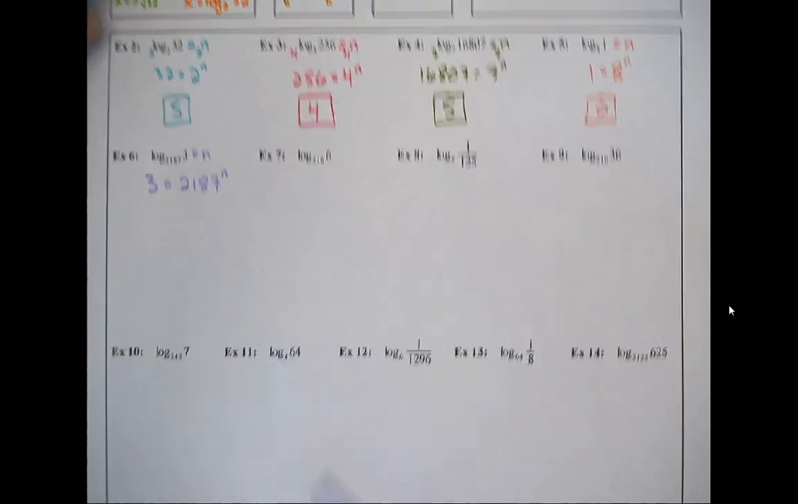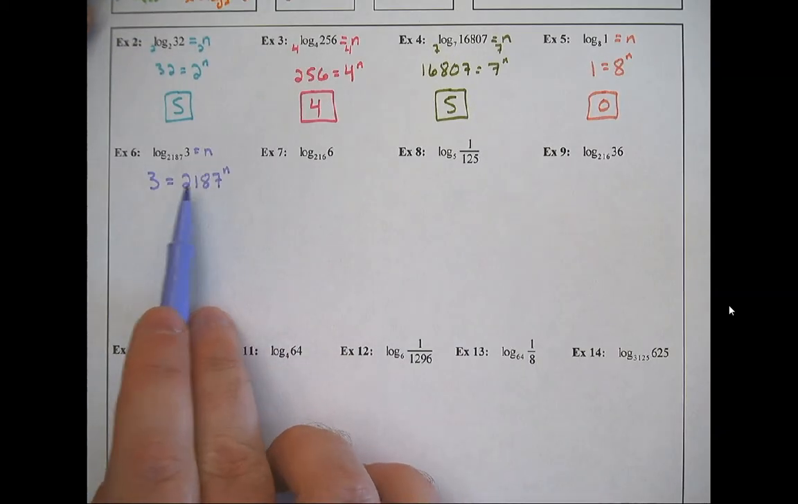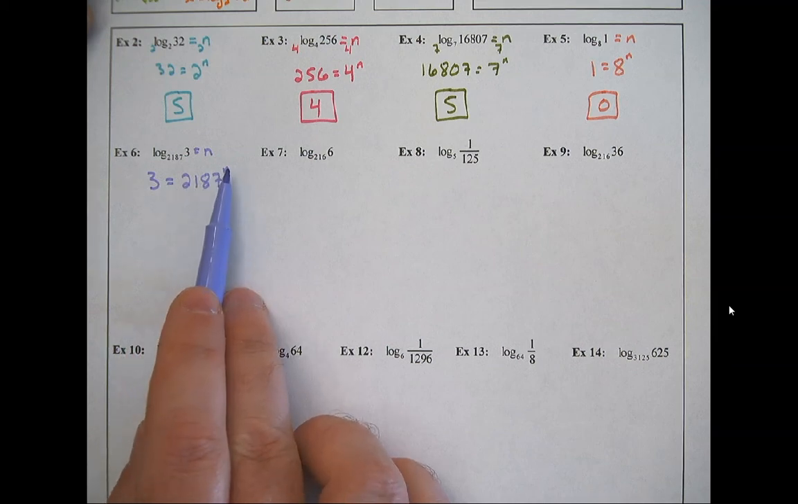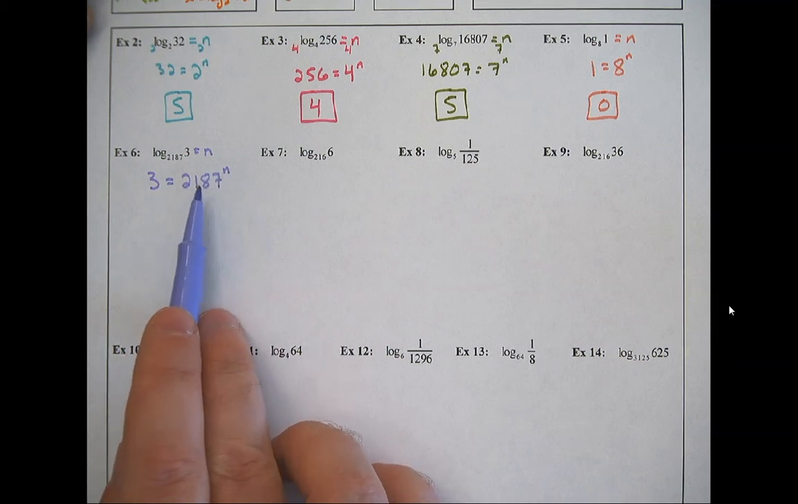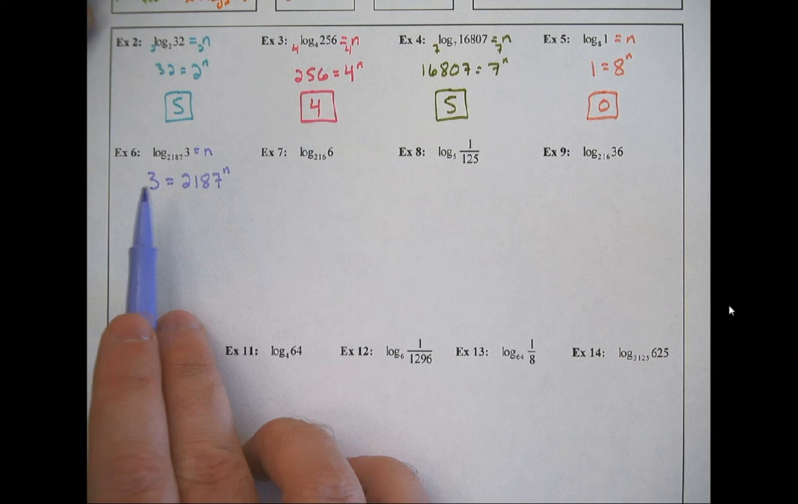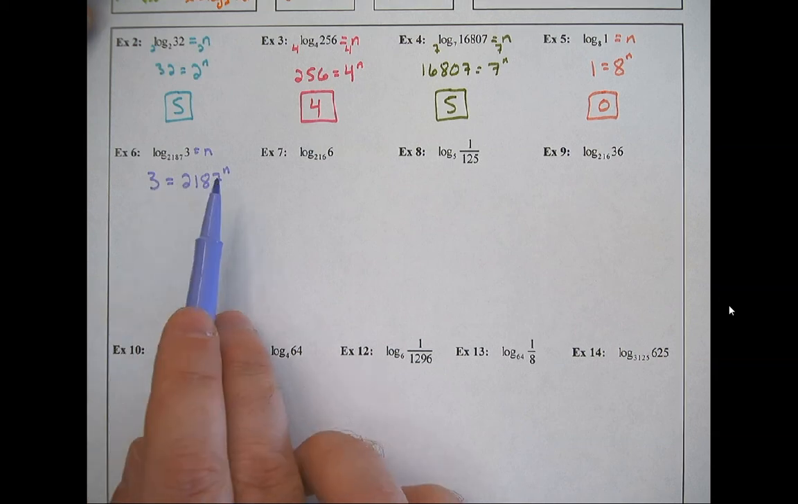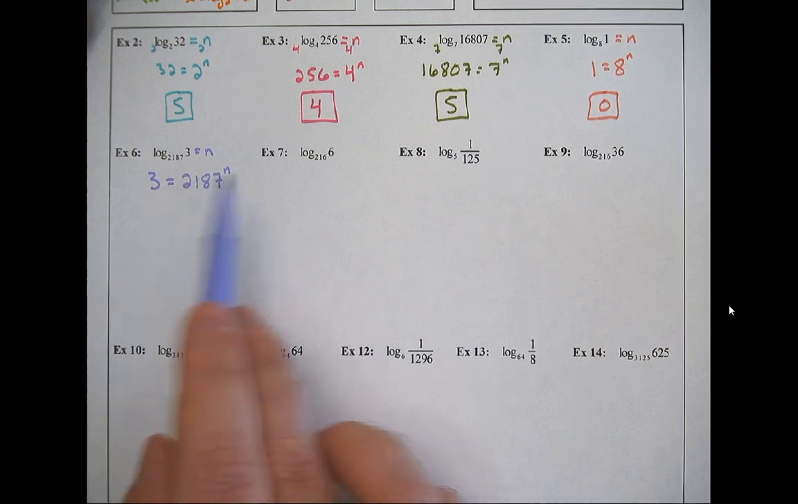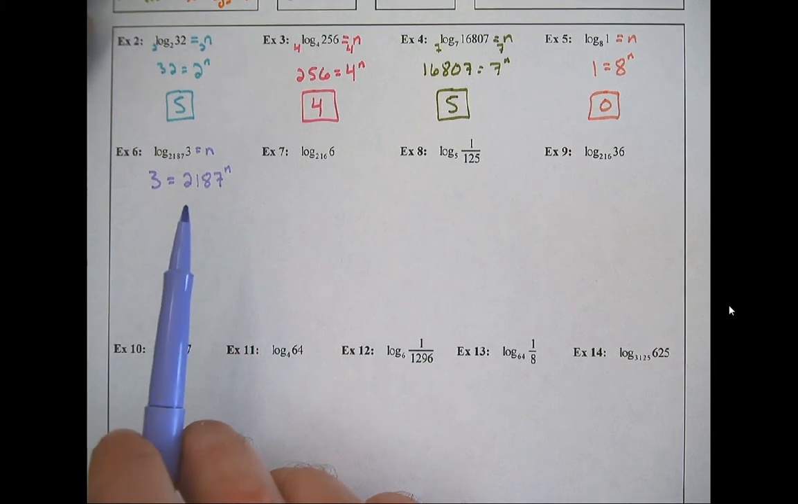Now what's so confusing about this is right away 2187 to the 0th is 1. 2187 to the 1st is 2187. So we went from 1 to 2,187. We skipped 3 altogether. So that means our answer has to be somewhere between 0 and 1. So it's going to be some sort of fractional scenario.